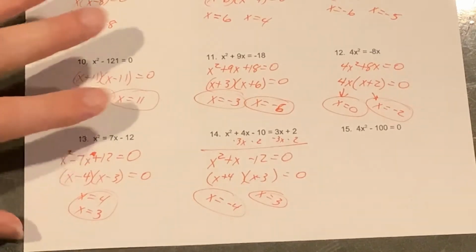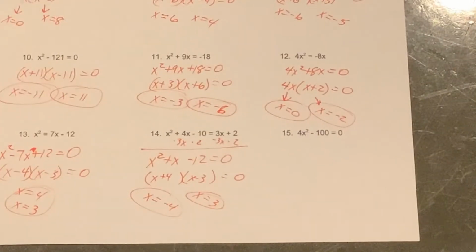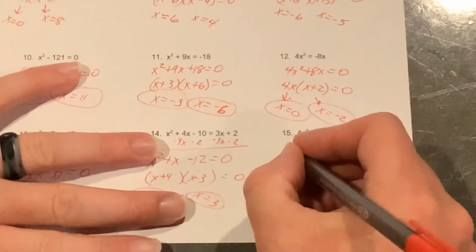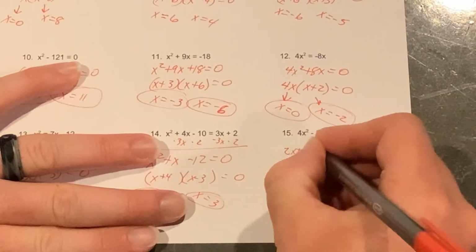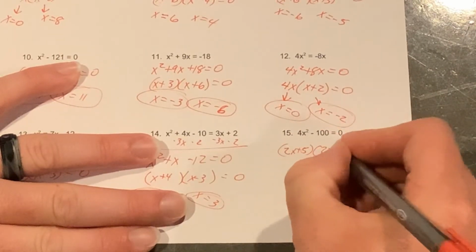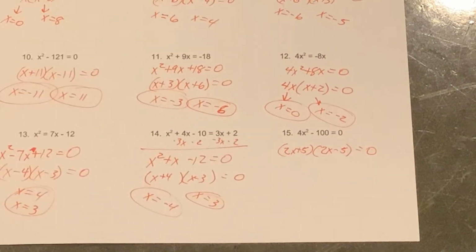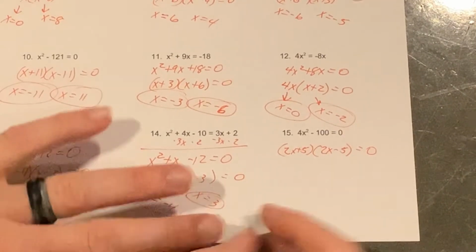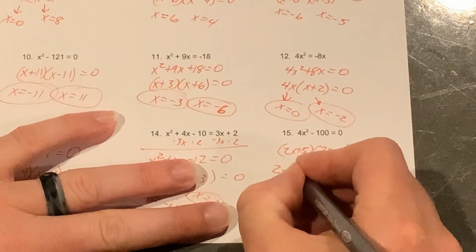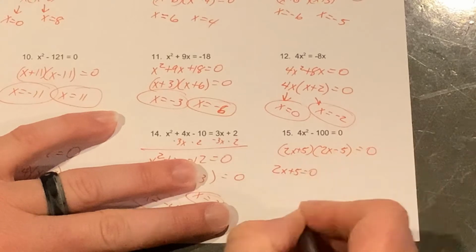All right, number 15. If I had to solve this on a test, I would probably add 100, divide by 4, and take the square root and get x is plus or minus 5. If you want to factor them, that's fine. 2x plus 5 and 2x minus 5. Now this one has a little bit of work left. We can't just look at it and say, all right, my answer is the opposites of the factors because of those 2's in there. So we're going to have to say, okay, 2x plus 5 equals 0.